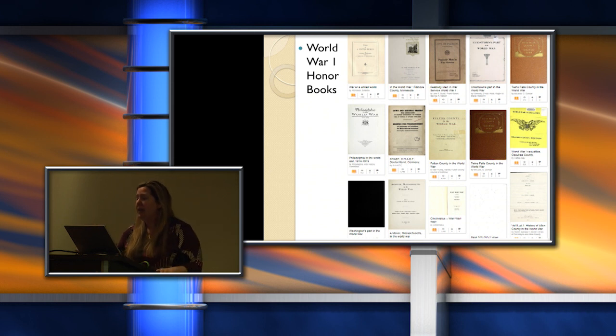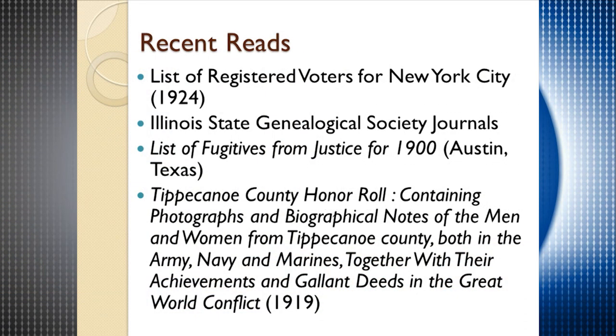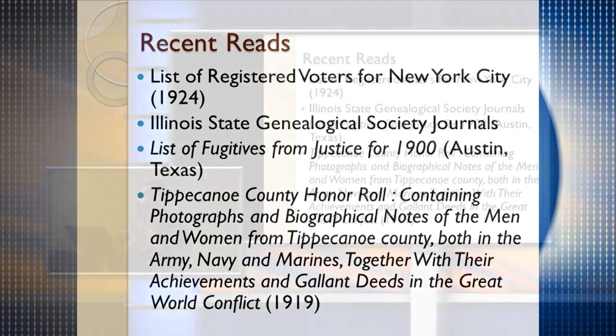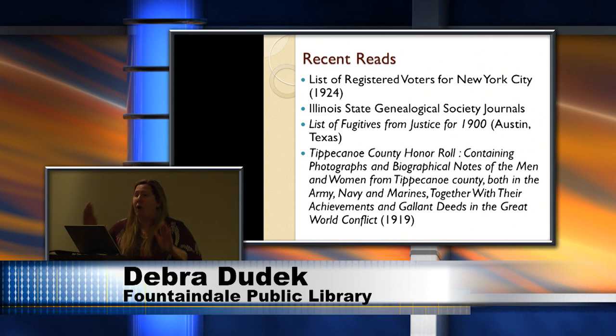All right, anyway. So these are the list of recent reads that I've been reading. My personal favorite are the list of registered voters from New York City. Sorry, I've had a couple of things to research. The other one, the Illinois State Genealogical Society journals, are available online. My personal favorite is the list of fugitives from justice for 1900. This was put out by the U.S. Marshal's Office, or the Texas Rangers, like Chuck Norris, right? The Texas Rangers would publish a list of fugitives from justice every year. It would have identifying marks, known aliases, what crimes people were wanted for. I've never found anything more than the 1900 version, but I want more of them.